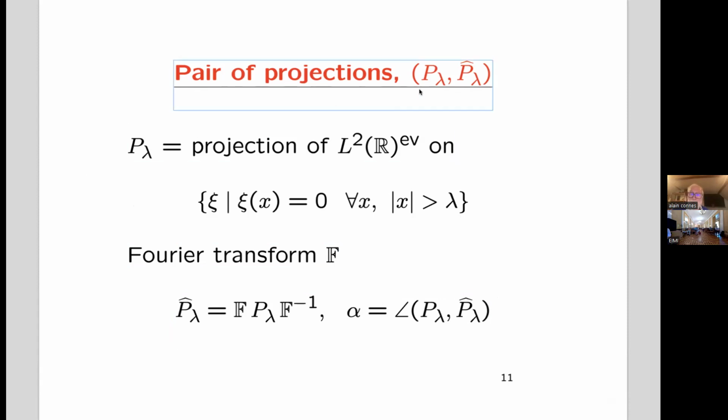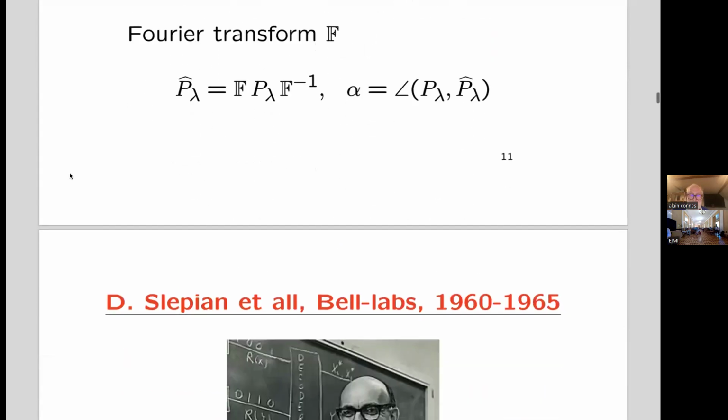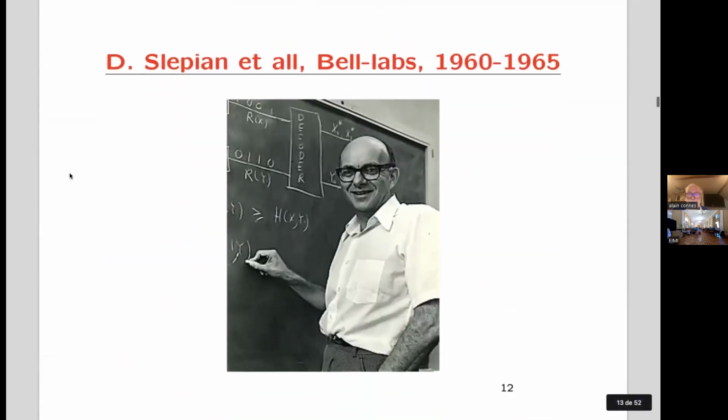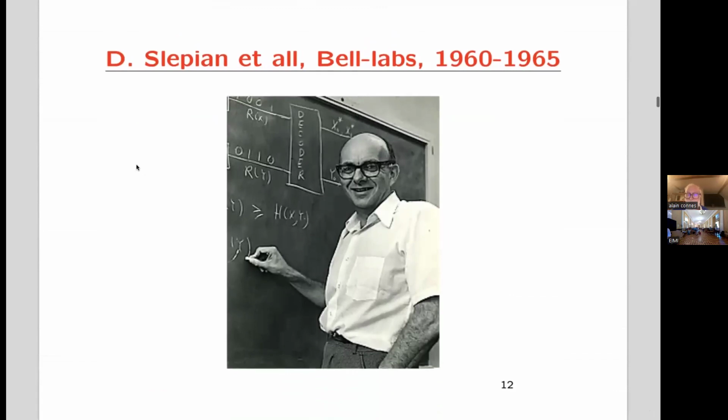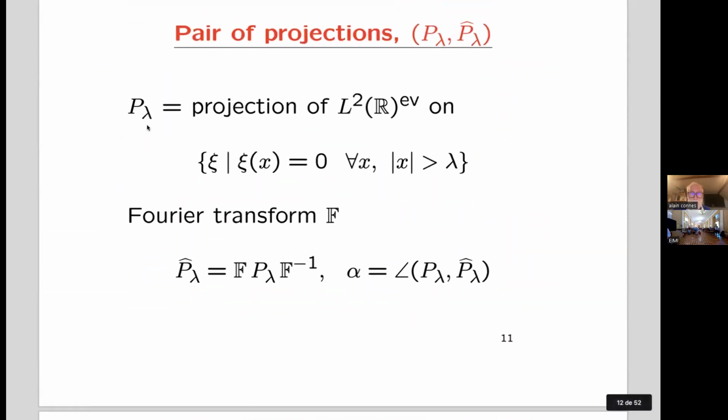And for this pair of projections, a long time ago, in the 60s, a miracle occurred. And this miracle is due to physicists who were also engineers. They were working at Bell Labs. What these physicists were doing was trying to optimize communication. And when you try to optimize communication, you find yourself in exactly the same problem. Why? Because you see, imagine that my R here is time.